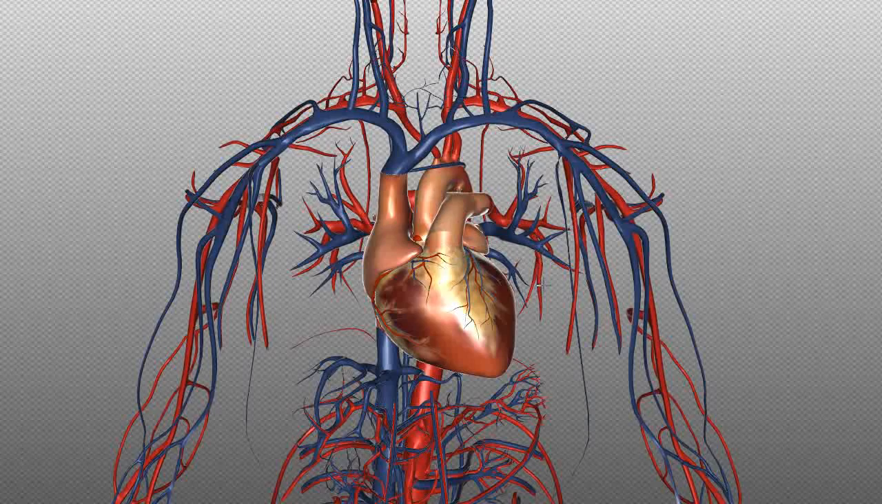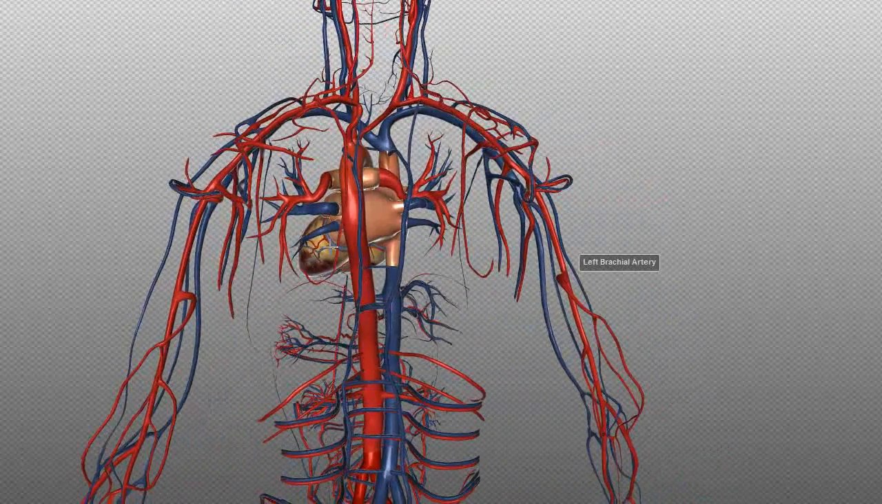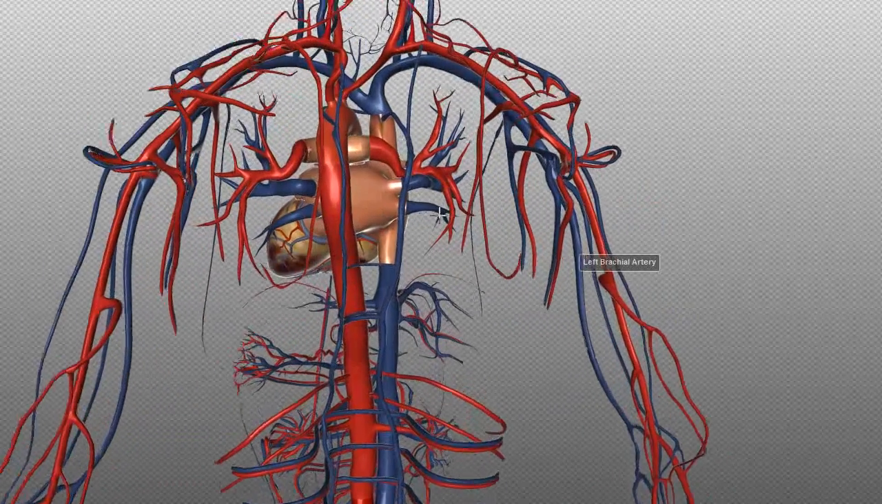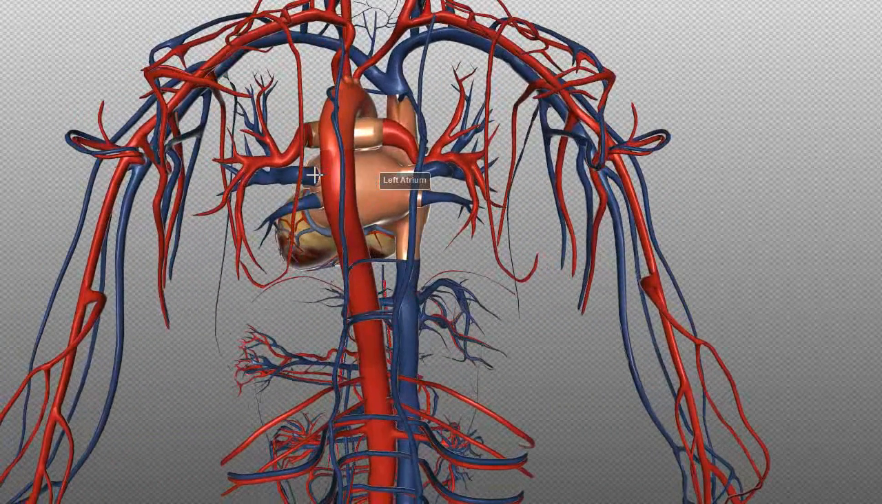Blood received from the lungs and oxygenated returns to the left side of the heart via the pulmonary veins, and you've got 4 of these together, 2 on either side.